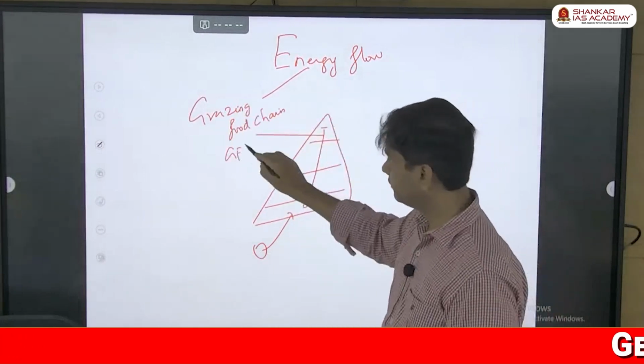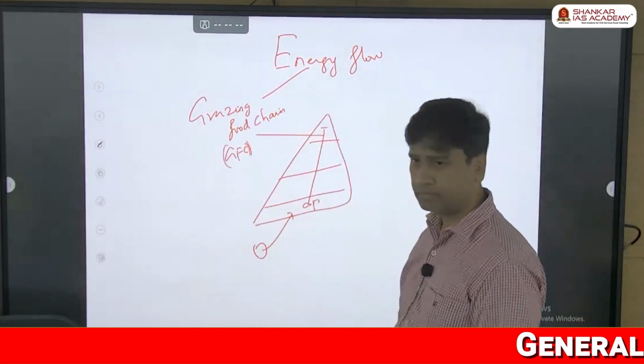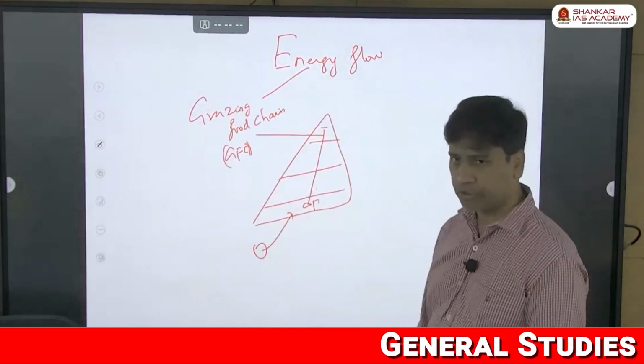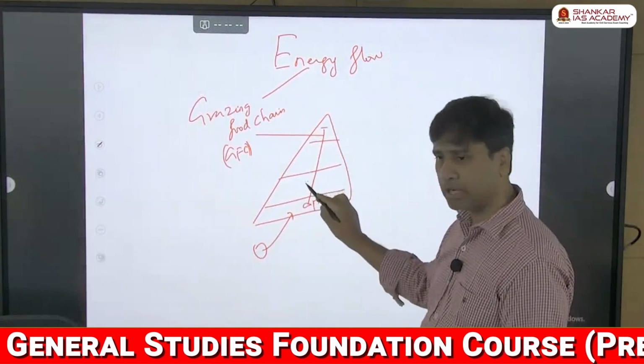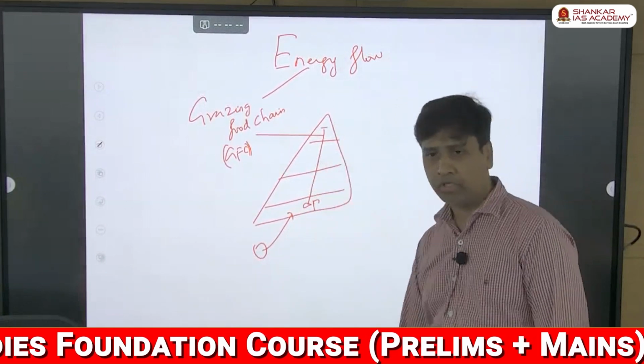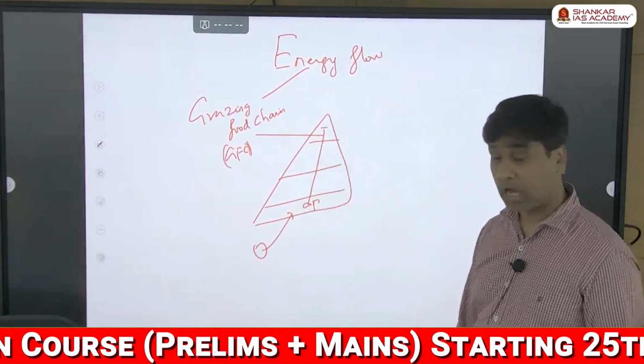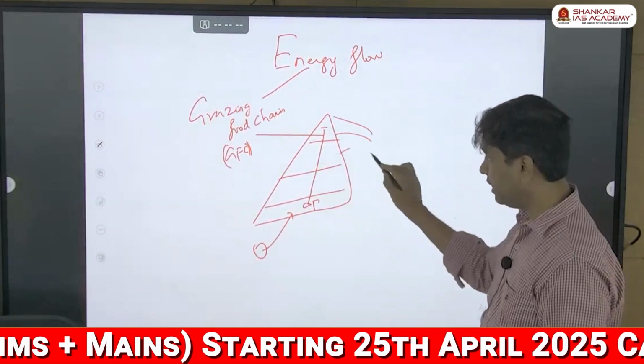GFC. We call this a grazing food chain, because the energy comes to the primary producer, from the primary producer it comes to herbivore, carnivore, top carnivore. We call it a grazing food chain. Now, after some point of time, I told you all the plants and animals will die.